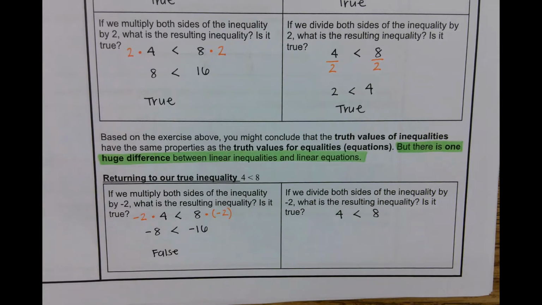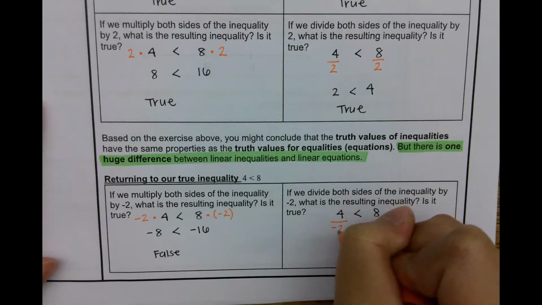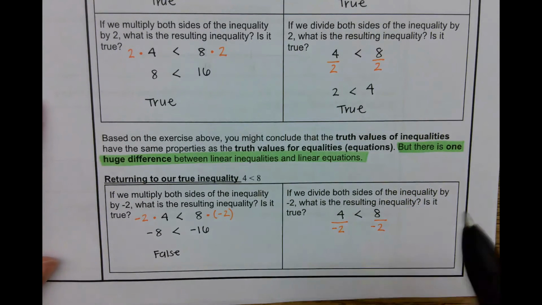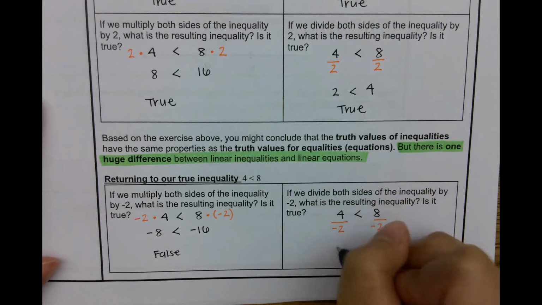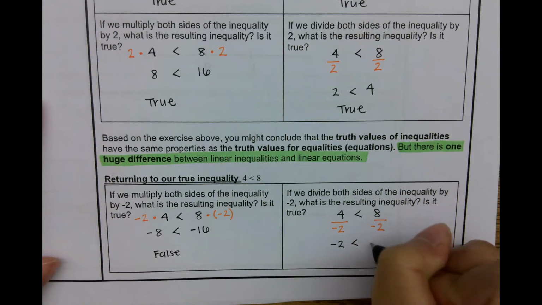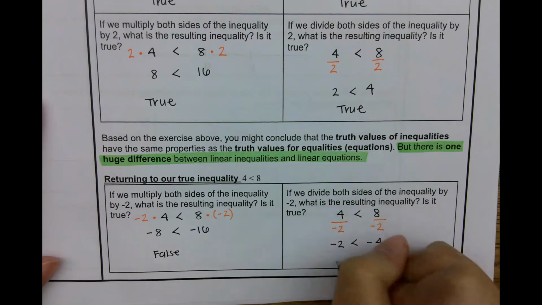Gasp, right? So what about here? If we divide both sides, this time by negative 2, let's see if it's true. So 4 divided by negative 2 is negative 2. 8 divided by negative 2 is negative 4. Is negative 2 less than negative 4? Nope. So that is also false.